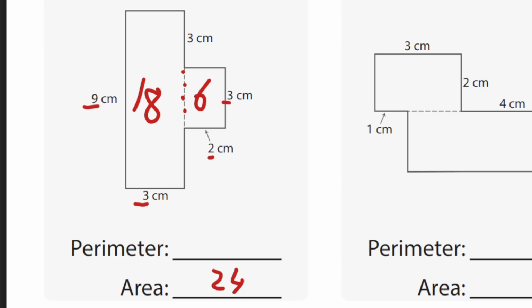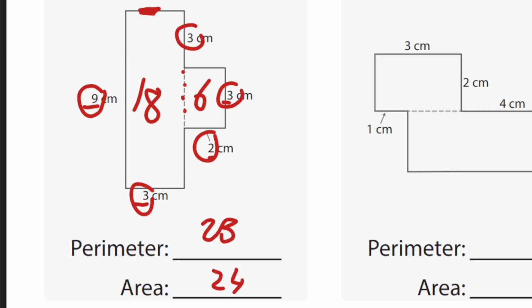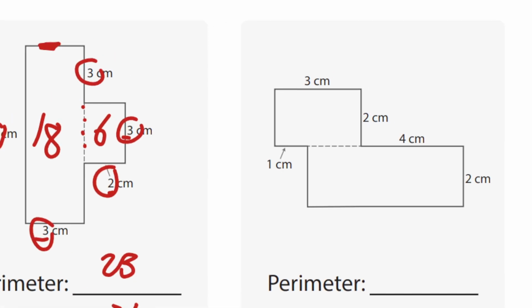Now to find the perimeter, you add the sides outside. 3 plus 3 is 6. 6 plus 2 is 8. 8 plus 3 is 11. Plus 9 is 20. And there is a 3 here also, 23. That's it. How do you get it?